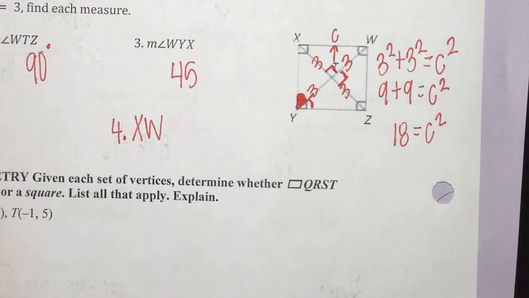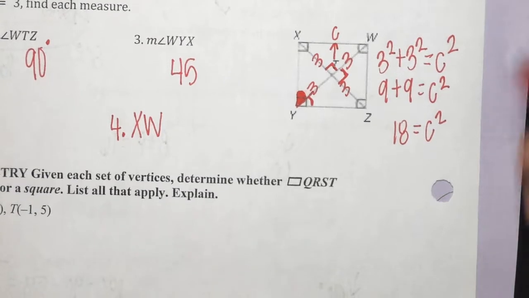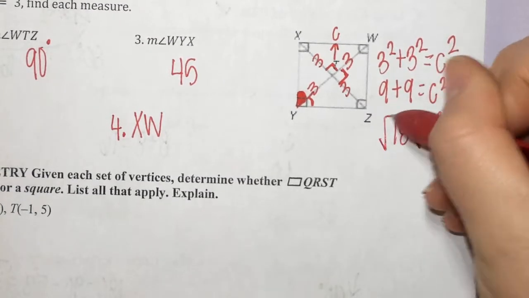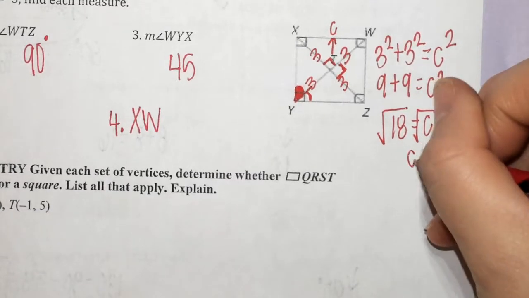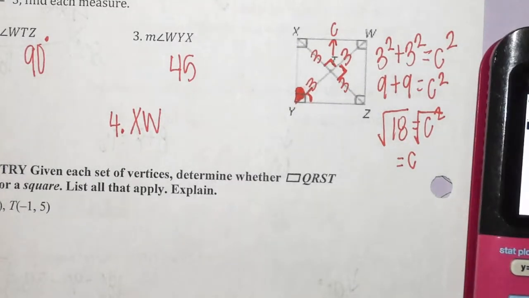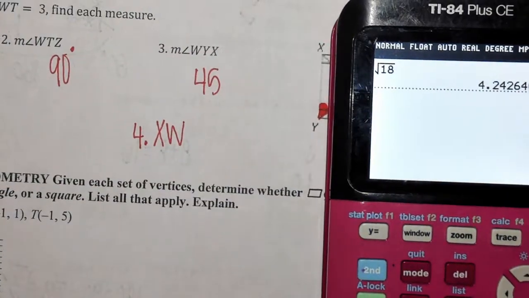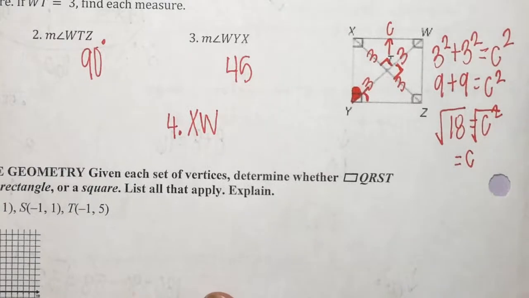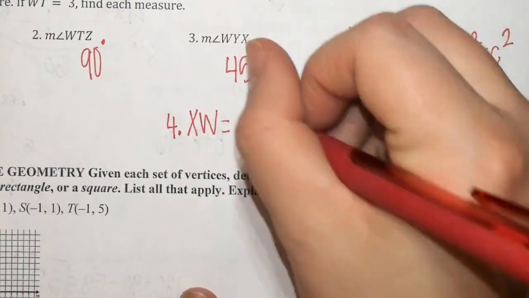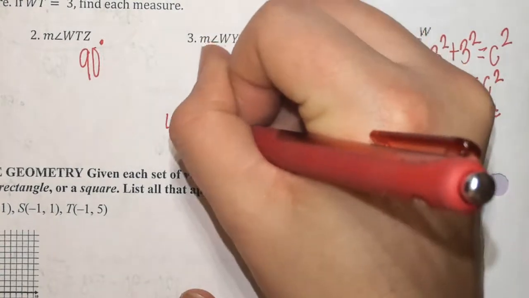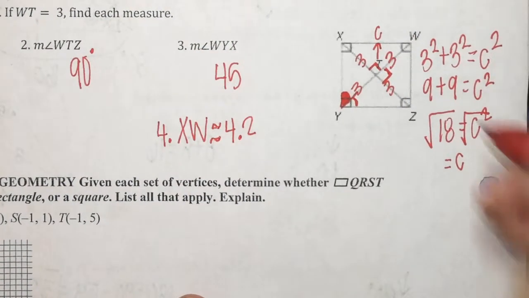Do you remember how to cancel out the 2 in the index? How do we cancel out the power? Square root. Yep. Take the square root of both sides, and that cancels out your squared. So you get C is equal. So take the square root of 18 in your calculator and round it to a tenth. So what would it be? 4.2. So XY right here is approximately 4.2. Sorry, XW.